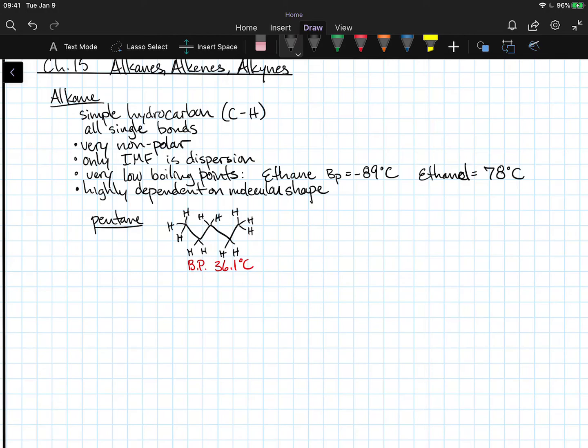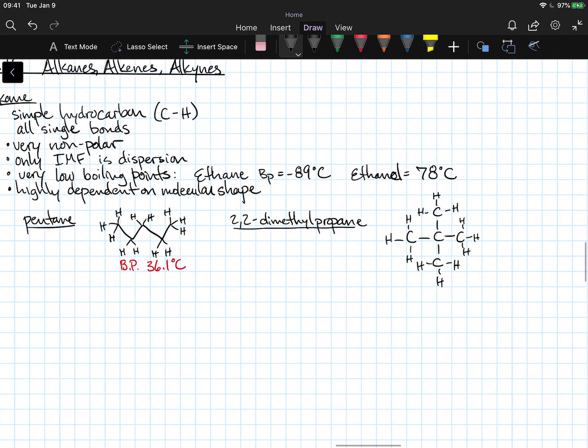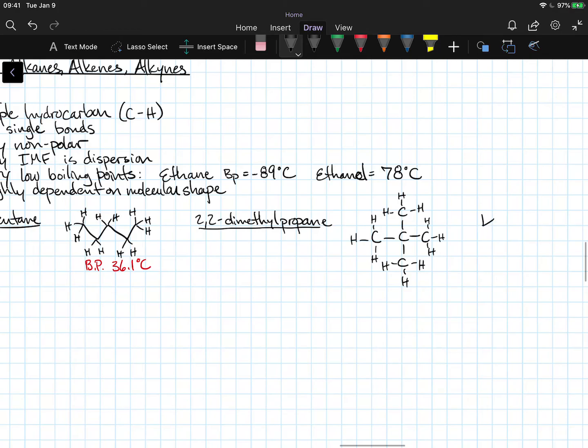If we look at an analog or a constitutional isomer of pentane, which would be 2,2-dimethylpropane. So even though it's propane, it only has a 3-carbon chain, it still has 5 carbons, so it's a constitutional isomer of pentane. This looks like it has 1 central carbon atom with 4 other carbons around it. So there's our 5 carbons, and each one of these has 3 hydrogens on it. So still C5H12. Another way of drawing this would just be drawing a stick figure like that.